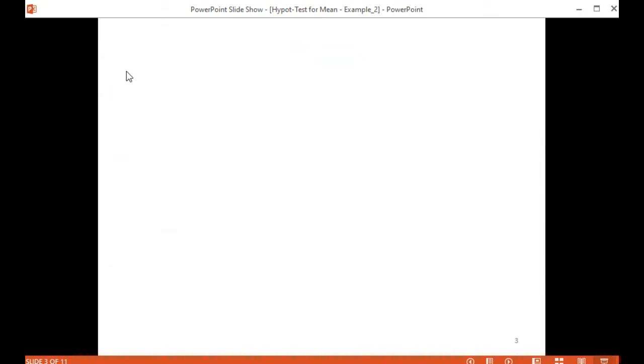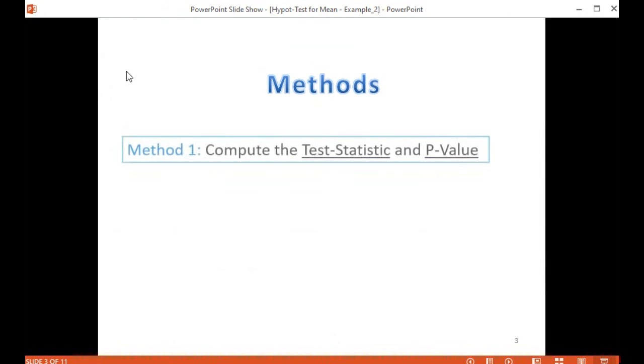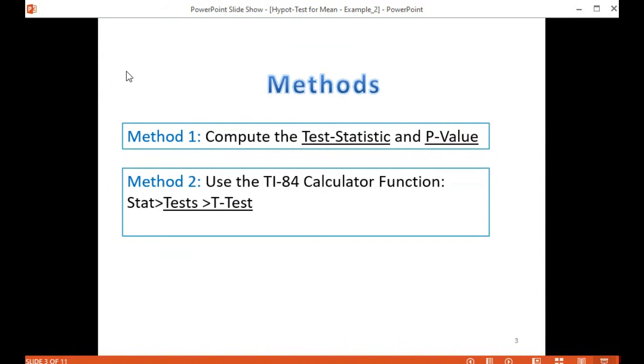So, methods. There are two methods that we're going to do. It doesn't mean that these are the only two methods. These are the ones that we are going to do. So the first method is to compute the test statistic and the p-value. Now, one is a t-score, and one is an area under the normal curve, or the t-curve, the t-distribution.